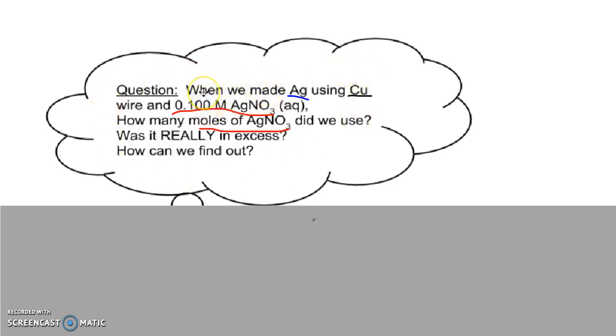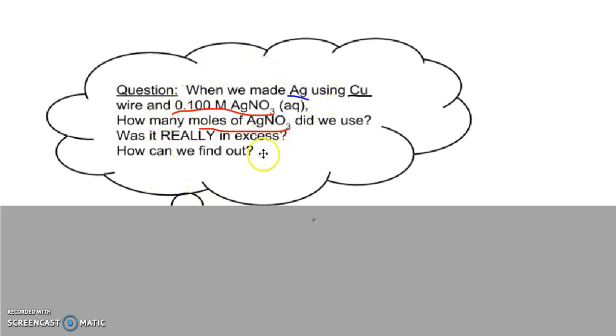Think way back to the demonstration at the beginning of Chapter 8 when I made pure elemental silver by putting copper wire in an aqueous solution of silver nitrate. I want you to think about how many moles of silver nitrate did we use, and was it in excess, or what did we actually run out of first?